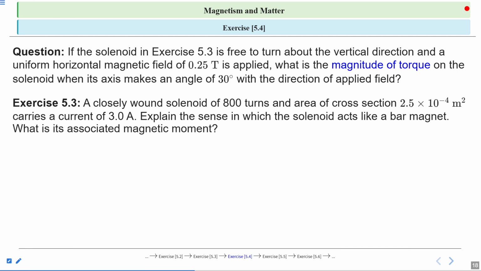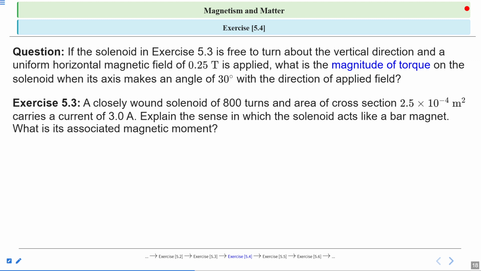Okay, now exercise 5.4. If the solenoid in exercise 5.3, now we are taking reference of 5.3, that's why we have also written the exercise statement again. So if the solenoid in exercise 5.3 is free to turn about the vertical direction, and a uniform horizontal magnetic field of 0.25 Tesla is applied. What is the magnitude of torque?